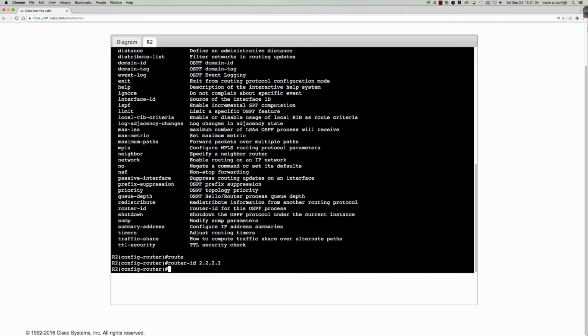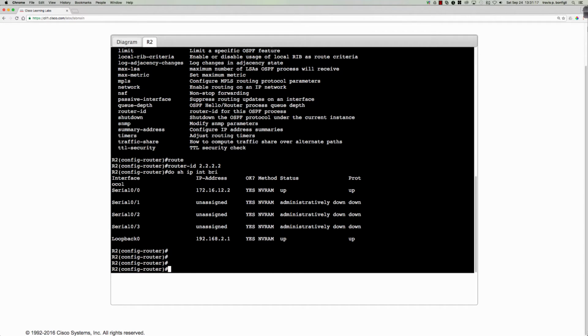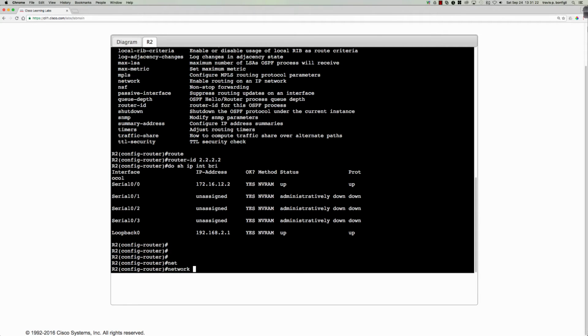So now we need to enable the OSPF process on the two interfaces in question. So do show ip interface brief. And we're talking about serial 0/0 and loopback 0. Now there's two ways we can do this. I'm going to mix and match here as we go along. So I'm in the OSPF configuration section. So all I need to say is network 172.16.12.0, and this is going to be a /30, 0.0.0.3, and then what area do I want any interface in that subnet on this router to be in?